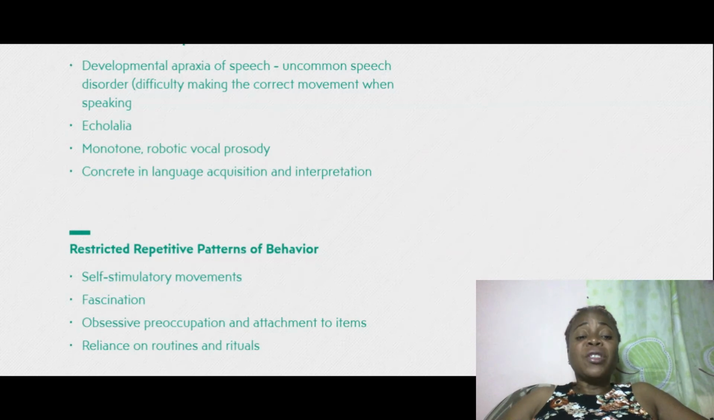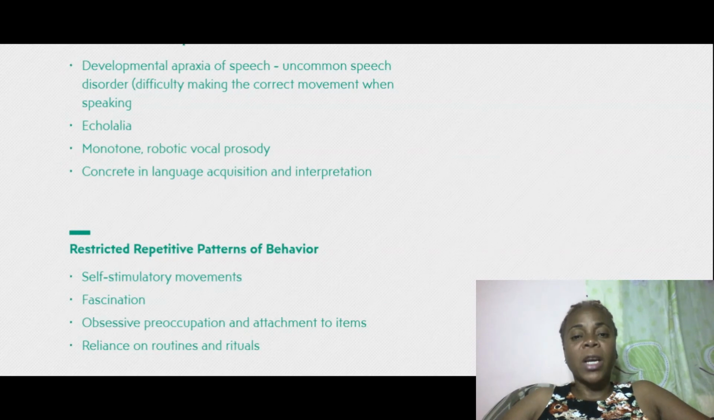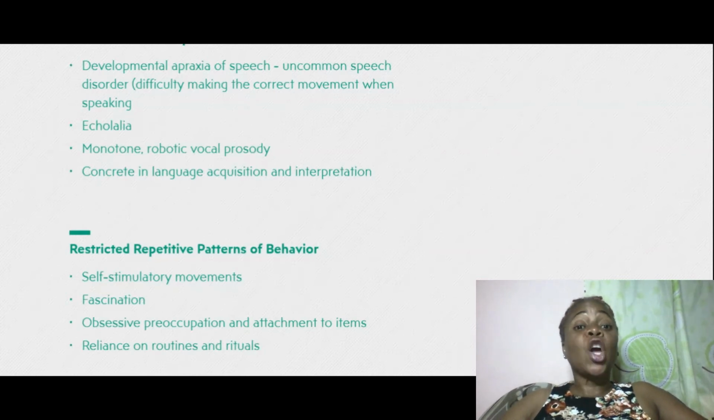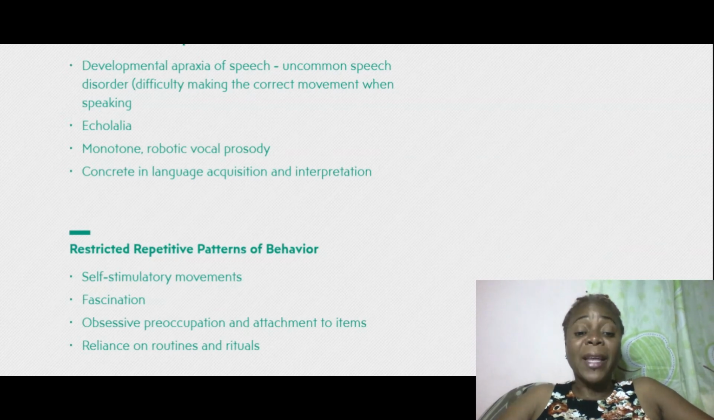So we move on to restricted repetitive patterns of behavior. This is when there is self-stimulatory movements. And some of these self-stimulatory movements are like rocking, nodding the head, and even biting the nails. And then they become fascinated, or they engage in what we call fascination with a particular object or item, right? And what happens is that because they are fascinated by this item, they become obsessive and preoccupied and attached to the item or the object.